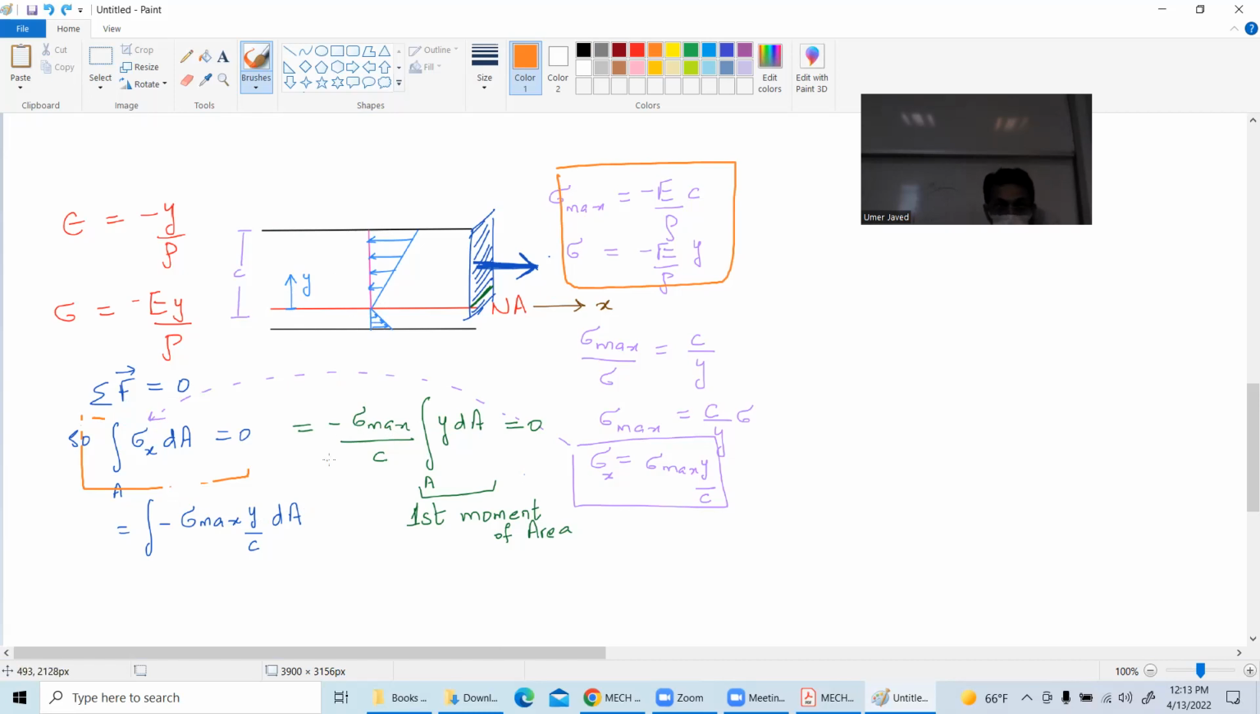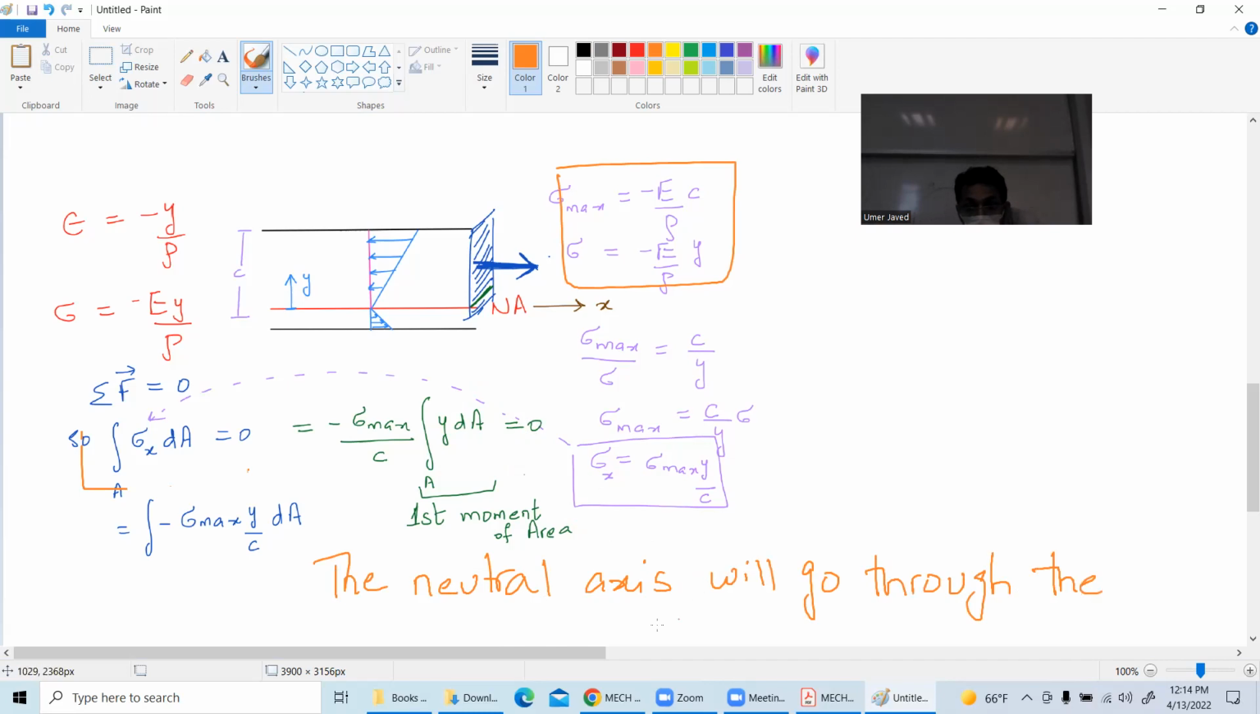And then all I did is I equated this whole chunk to 0, because summation of forces is equal to 0. And immediately I'm getting this, and I observe that the integral y dA comes out to be 0. So what is the integral y dA? First moment of area. Integral y dA equal to 0 means that the neutral axis will go through the centroid. Are you following me or not?